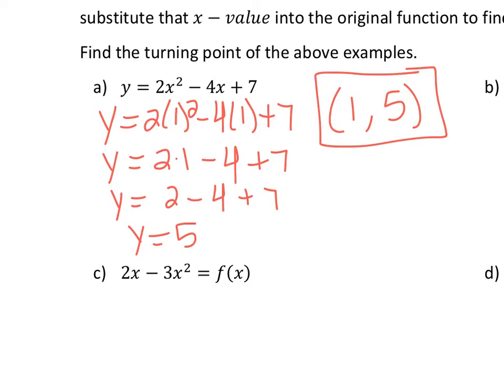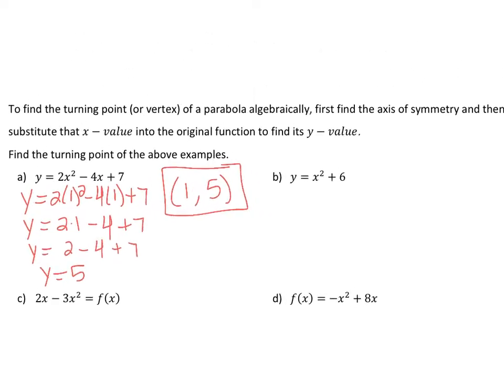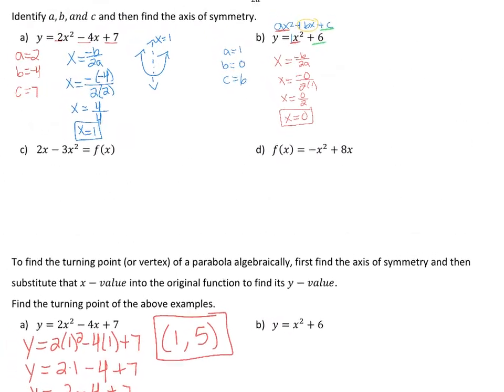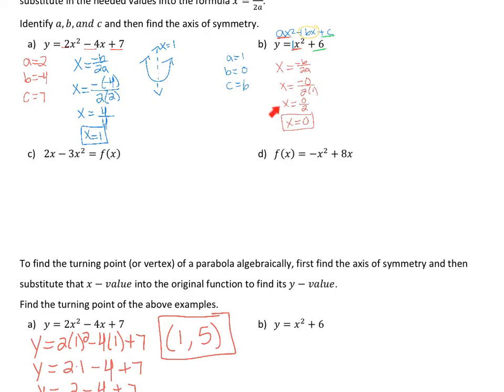On letter B, we had an axis of symmetry of 0. So again, look up above. Our axis of symmetry was 0. So I'm going to take that x equals 0 and plug it in down here.